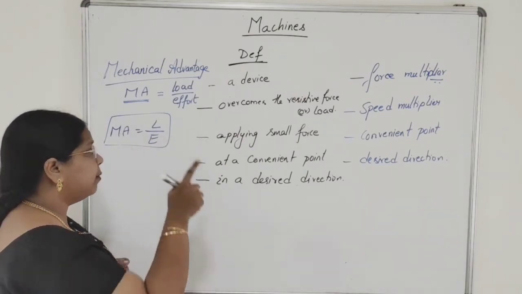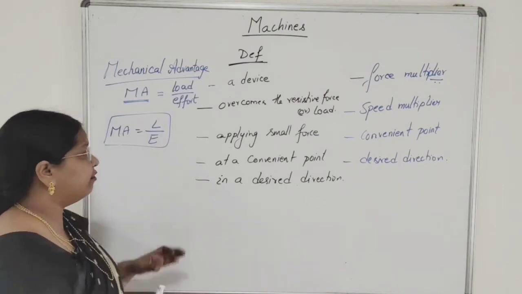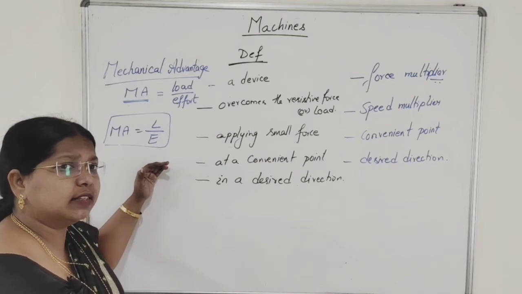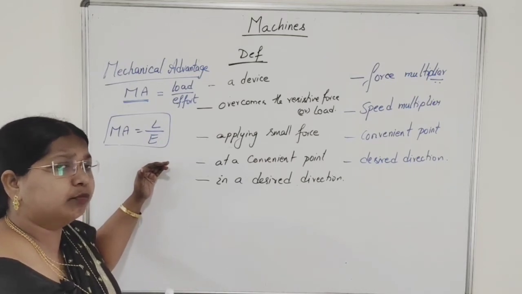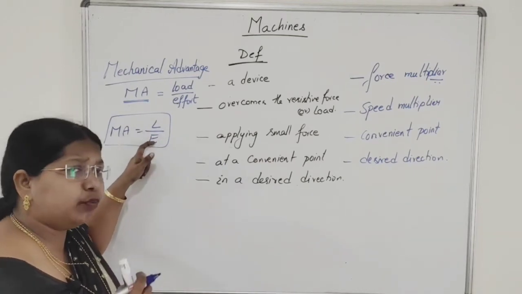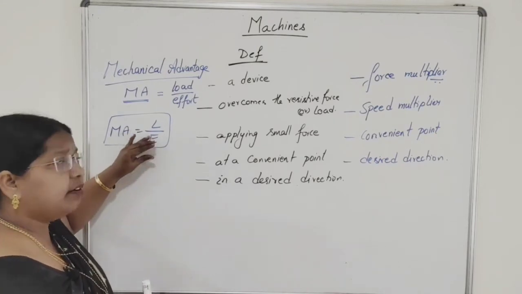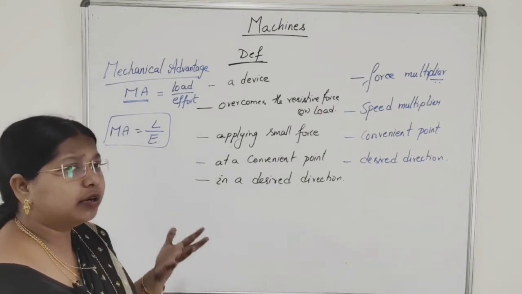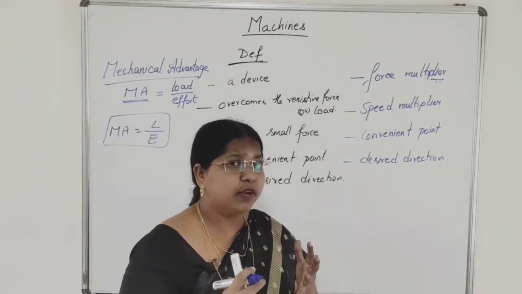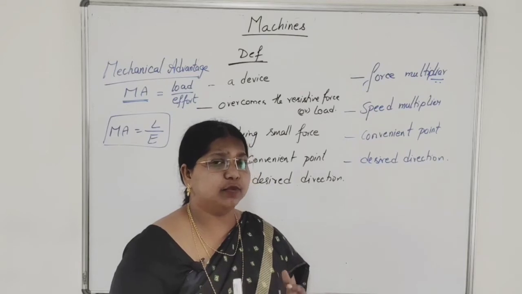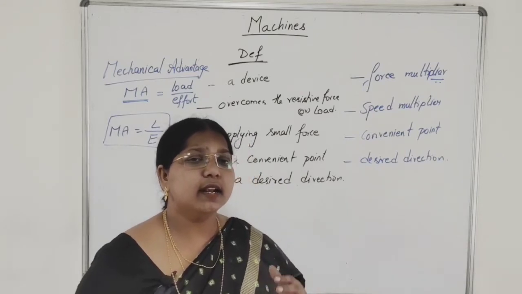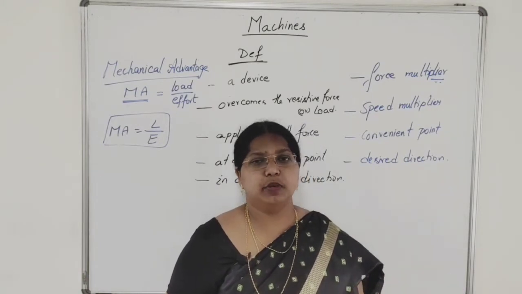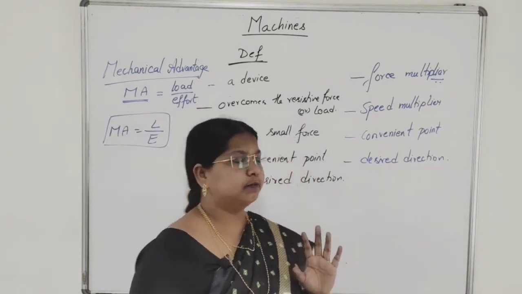Is it clear? Suppose your effort is less than load, what we are giving is very less than what we are moving. So if your effort is very less, then denominator value is less, which indicates that your mechanical advantage is greater than 1. Can you guess that? Here we are getting 3 cases. Can you understand? Mechanical advantage greater than 1, less than 1 or equal to 1. So let us see one by one.